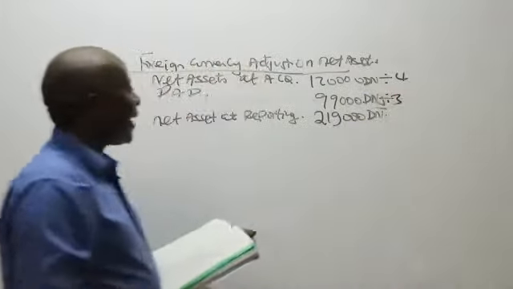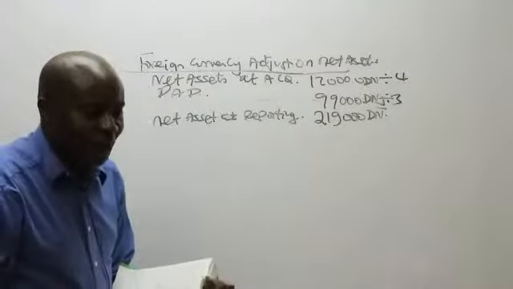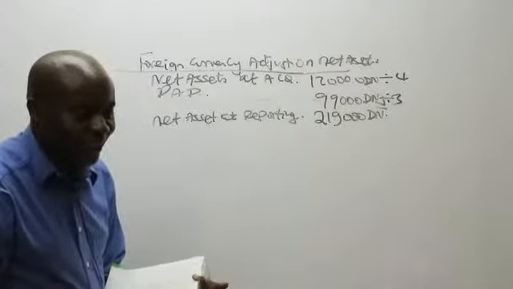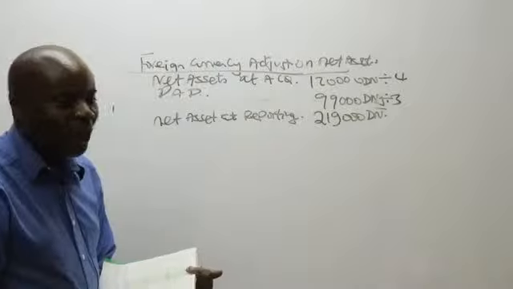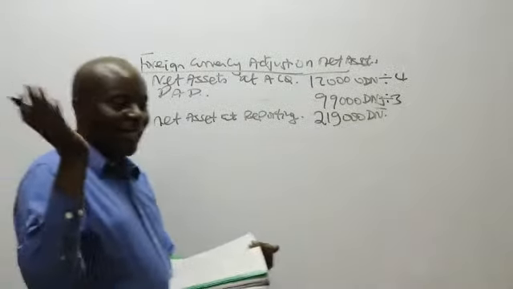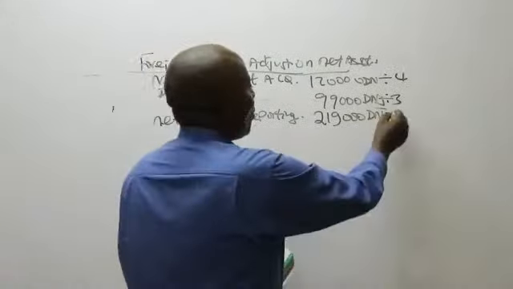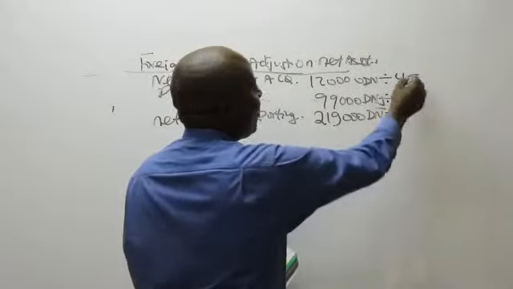How about net assets at reporting? Closing, yes. So closing, so divide this by what here? Divide this by 2. Let me have those answers.